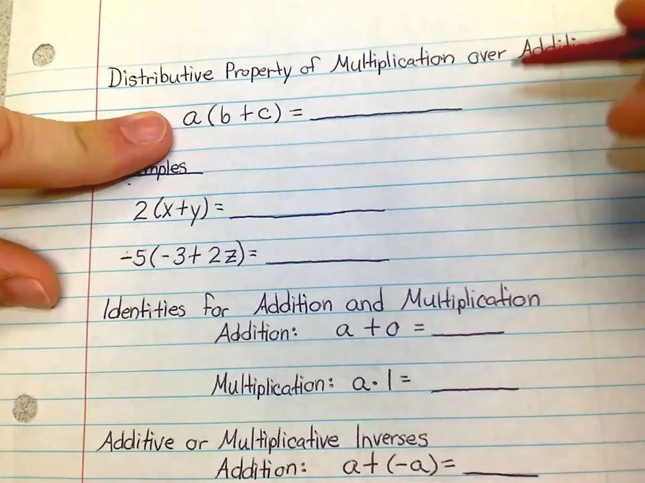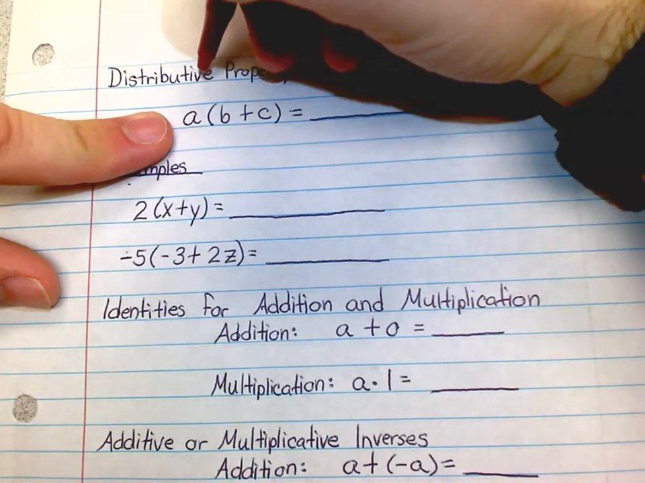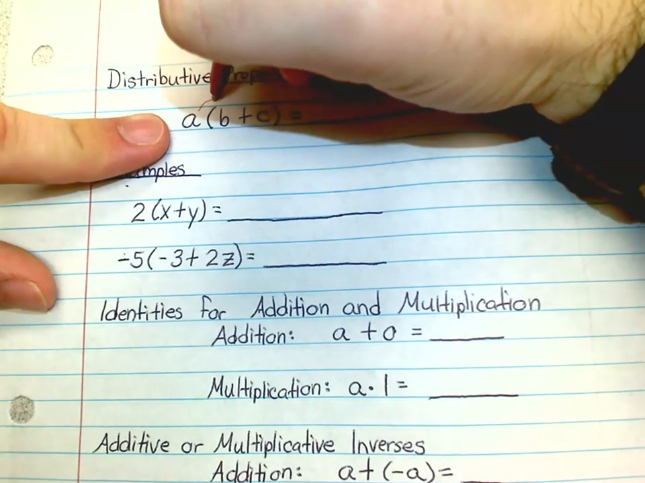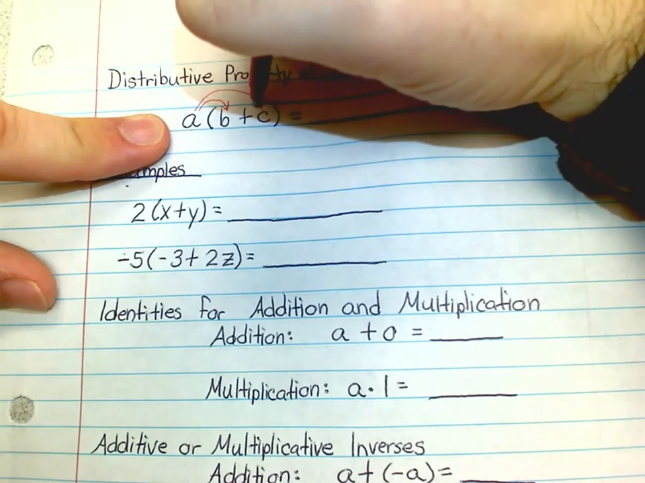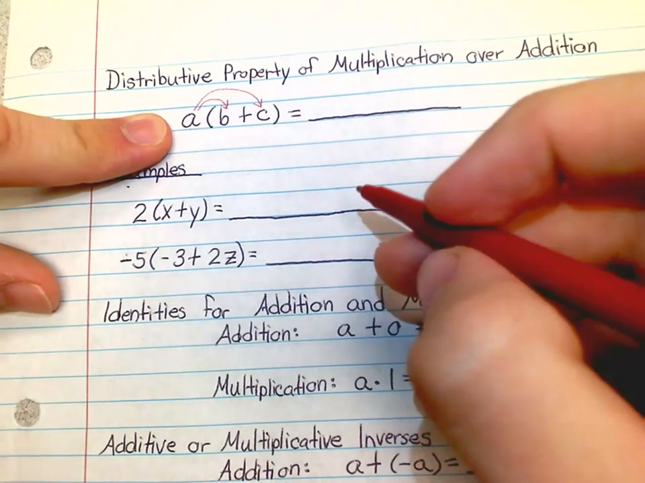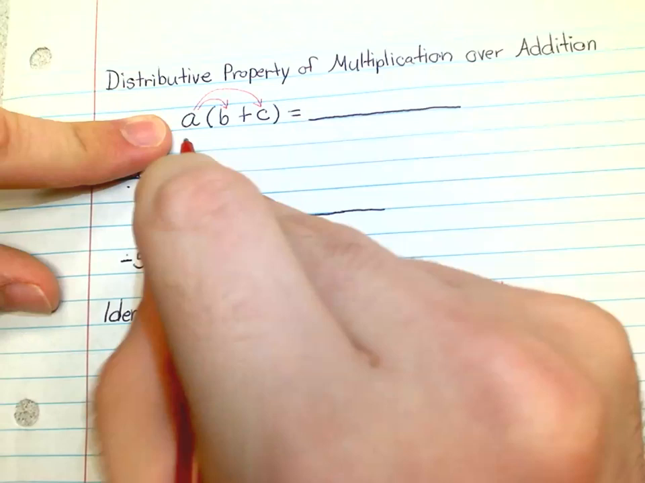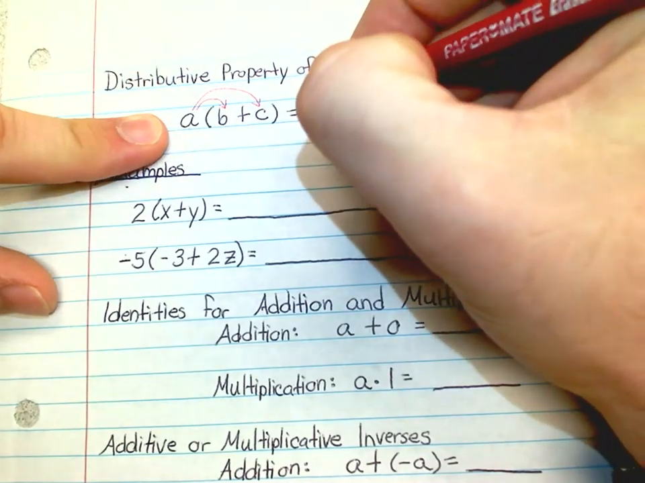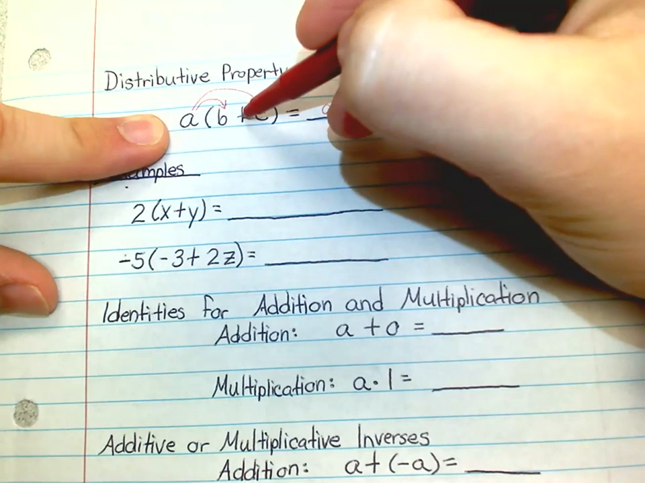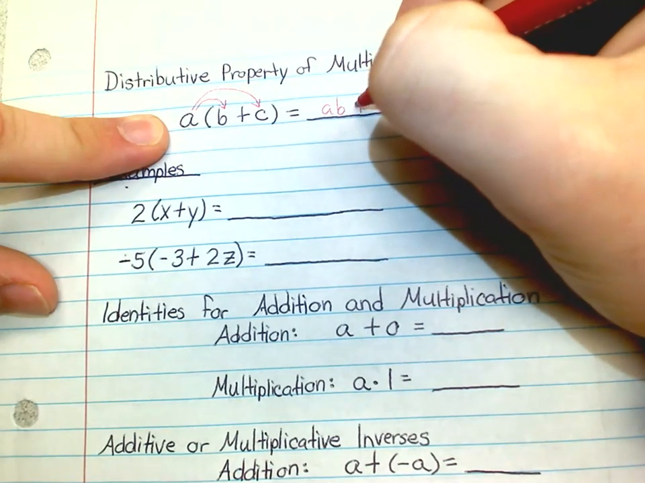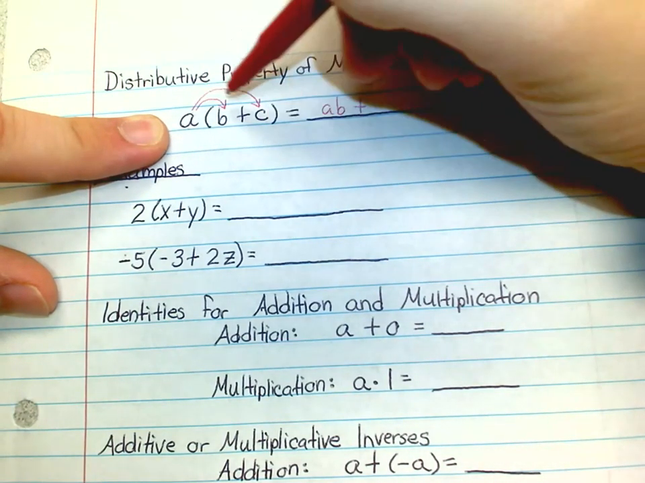So a way of saying or writing this is: take this A, multiply it by what's in here, and multiply it by what's over there. So when we do that, we're just going to get A times B, which we write as AB. Okay, and then we're going to have plus, and then A times C.